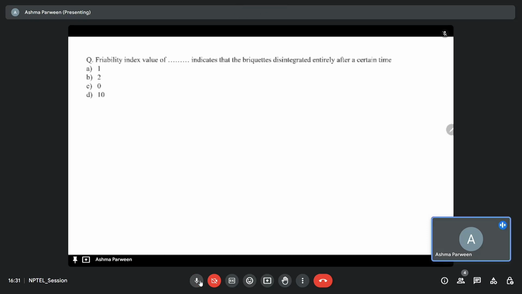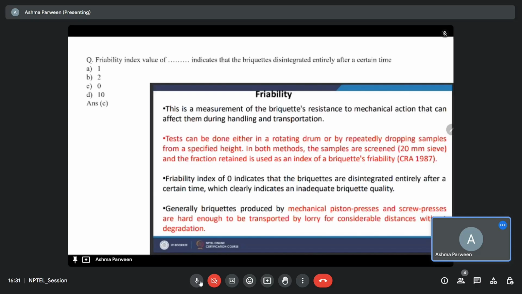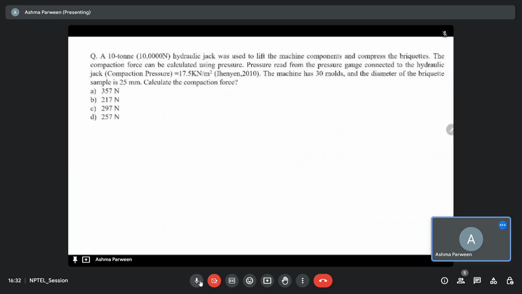So, friability index of 0 indicates that the briquette will disintegrate completely after a certain time. So, C is the correct answer. We can see from this point also that friability index of 0 indicates the briquettes are disintegrated entirely after a certain time, which clearly indicates the briquettes are of not good quality. So, C is the correct answer. So, let's move to the next question.